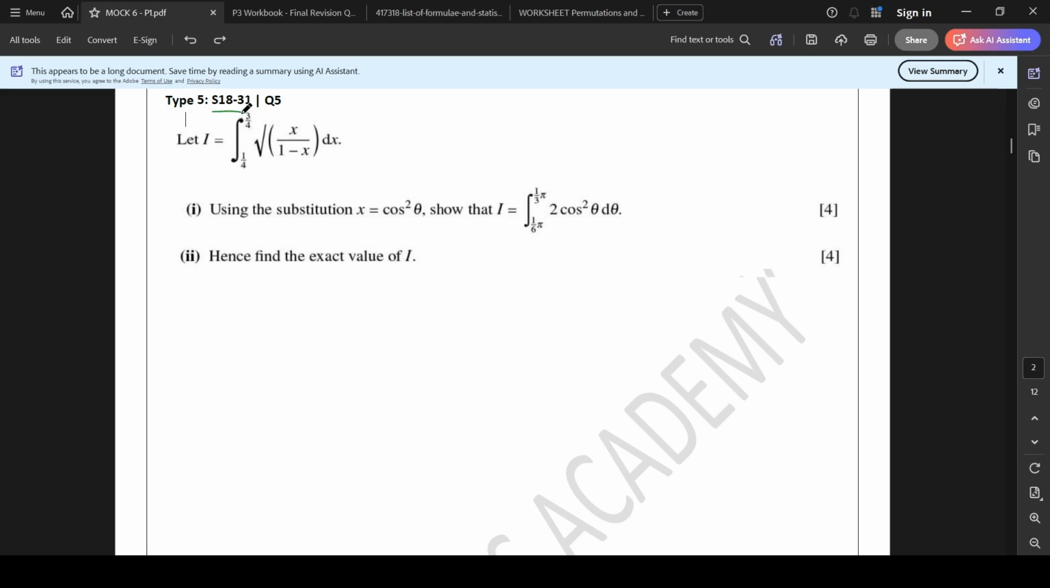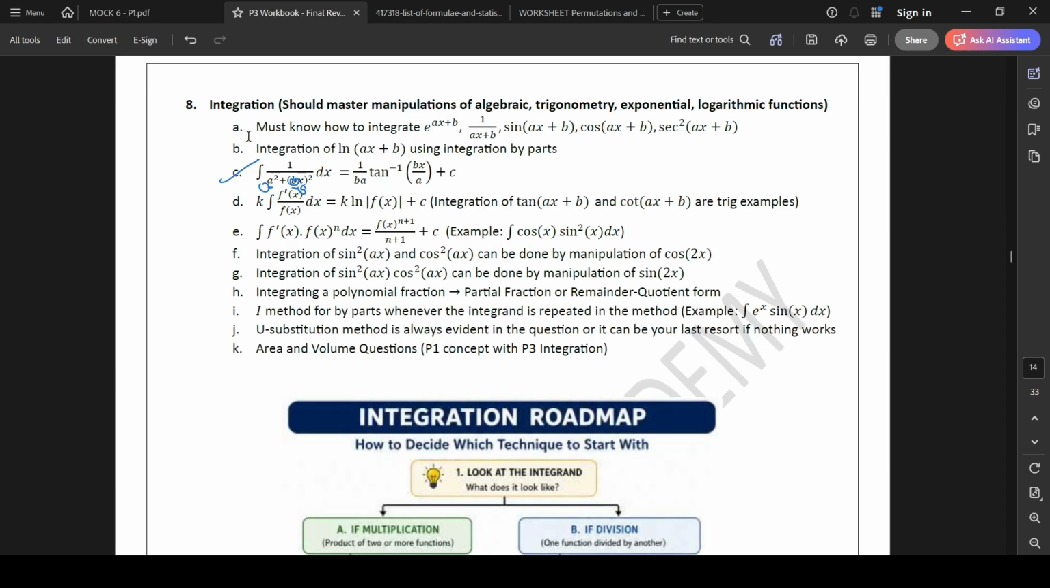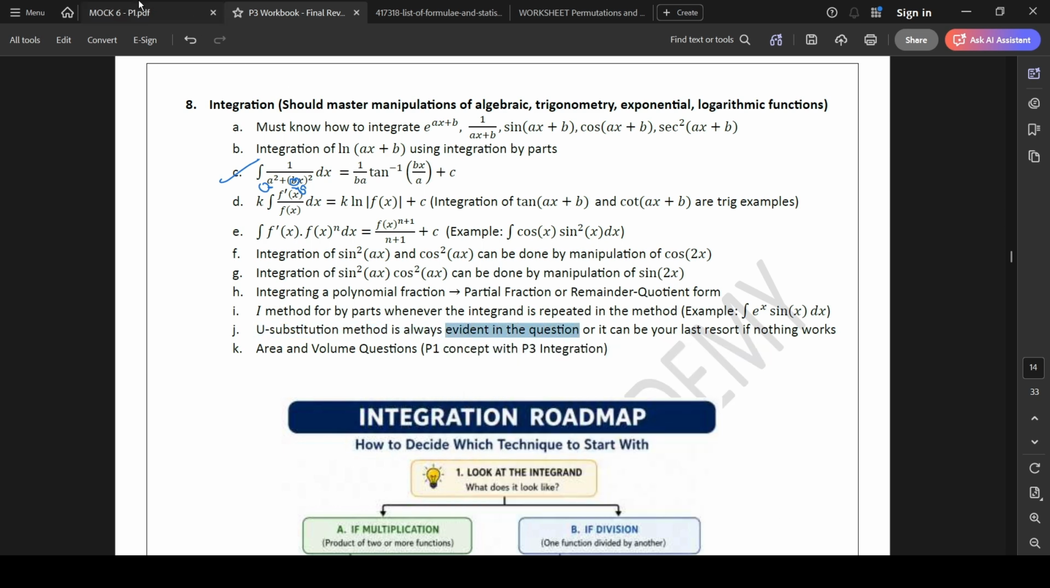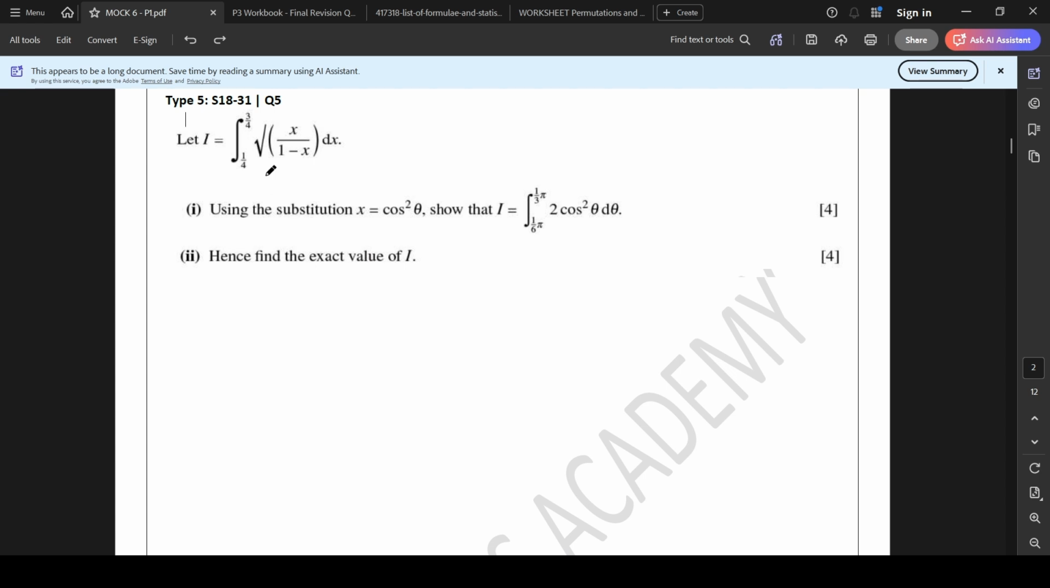This question is coming from May June 18, paper 3, variant 1. This is the fifth question of the paper. In the question, it is pretty evident we are supposed to use integration using substitution. And this is what I was mentioning in the key pointers video of integration, that use substitution method is always evident in the question. So this is exactly what I meant by that.